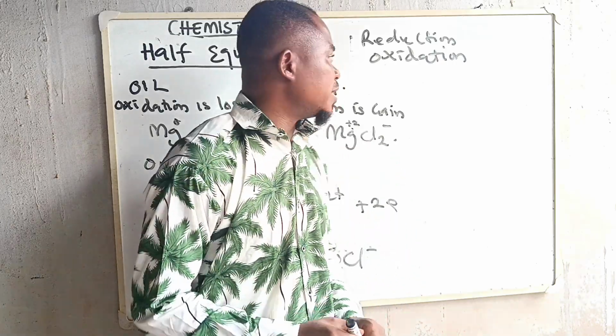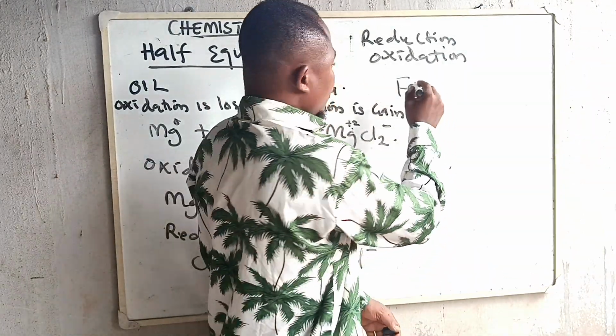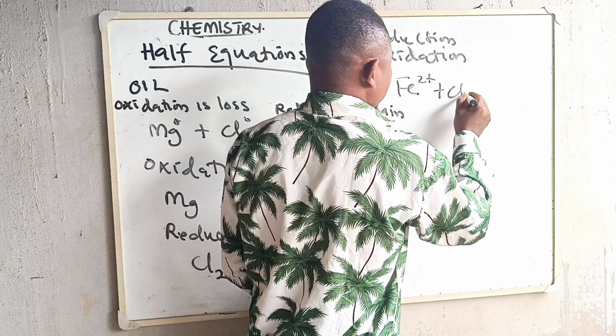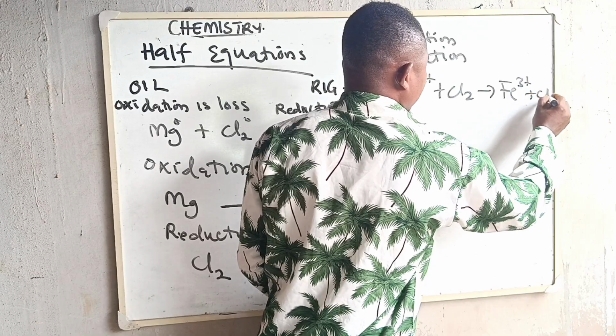Now, write the half equation for this equation on the board. Fe2+ plus Cl2 to form Fe3+ plus Cl-.